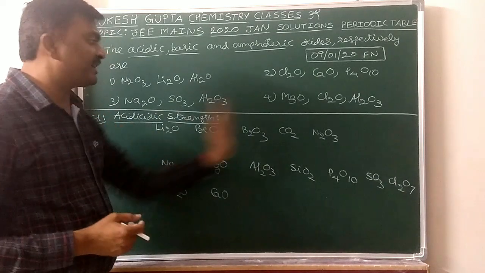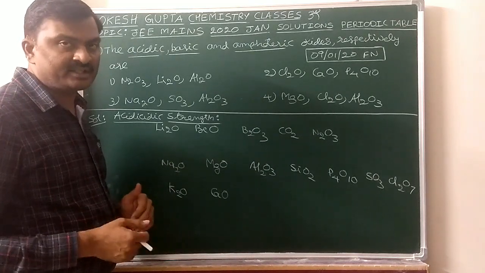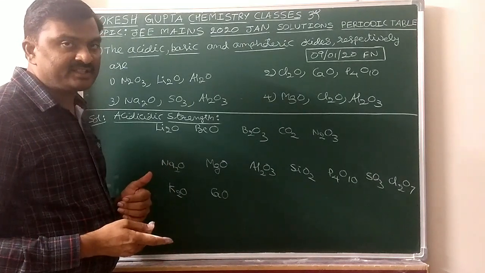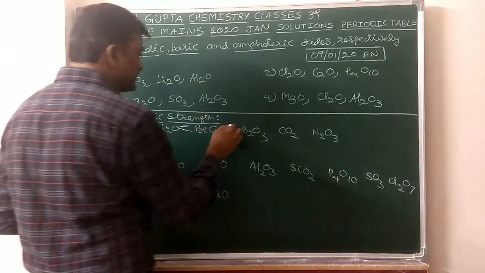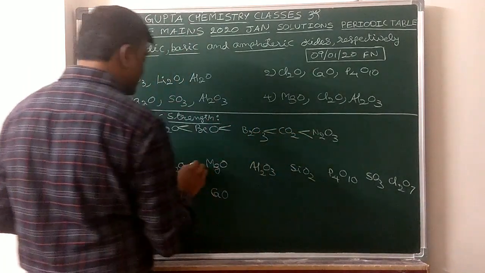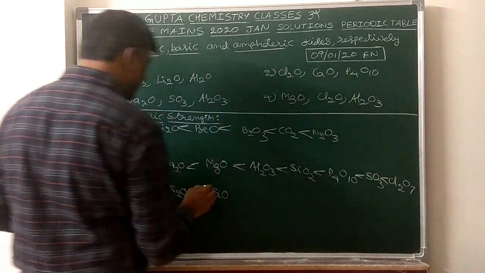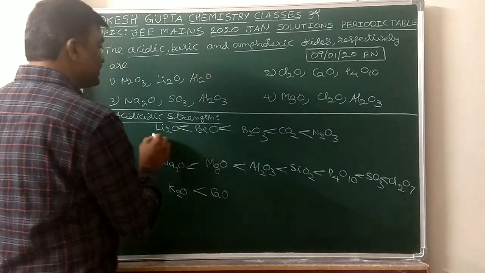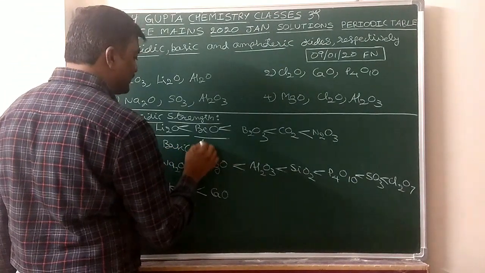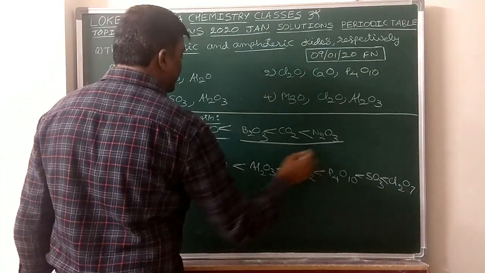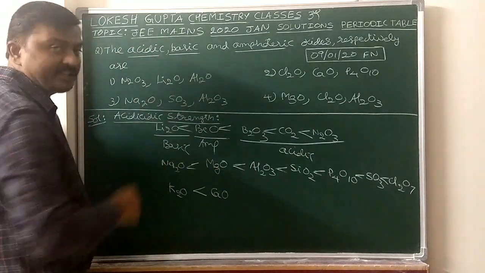In the periods, from left to right, non-metallic nature is increasing and metallic nature is decreasing. Non-metallic nature increasing, so the acidic strength of the oxides increases. Basic strength decreases. Now in the second period, this is basic, Li2O. Next, this one is amphoteric. Next, the remaining are all acidic. So in the second period, the amphoteric oxide is beryllium oxide.